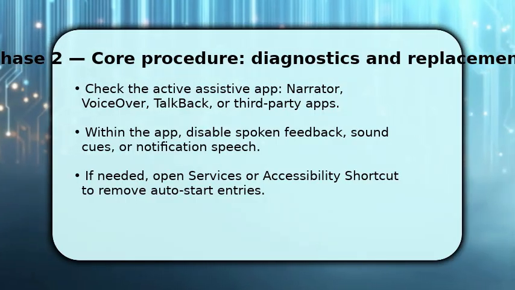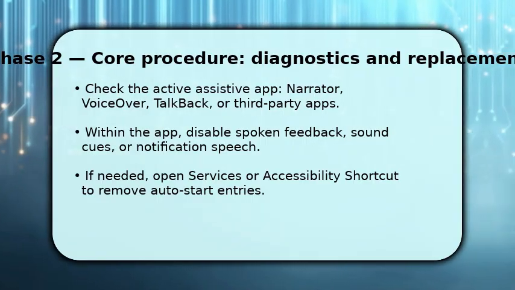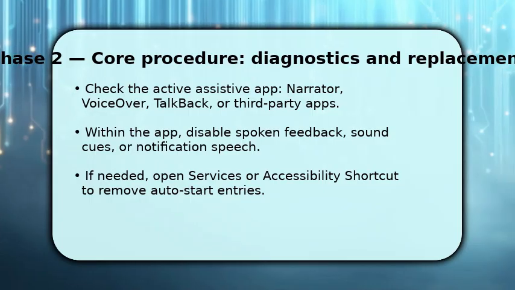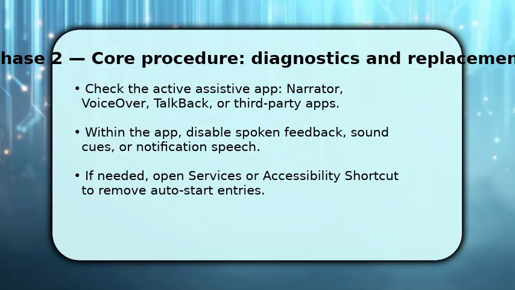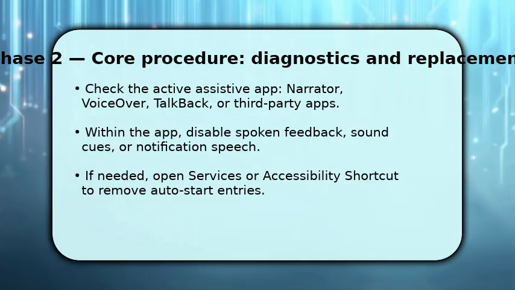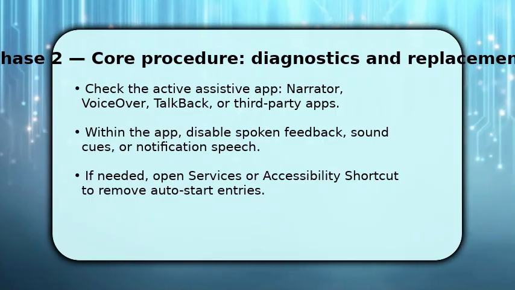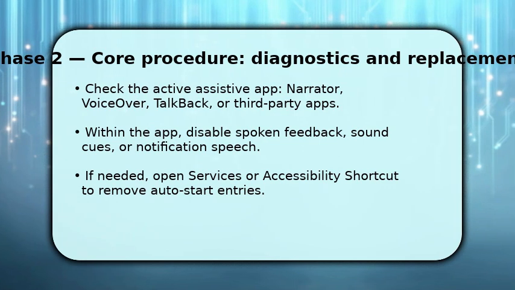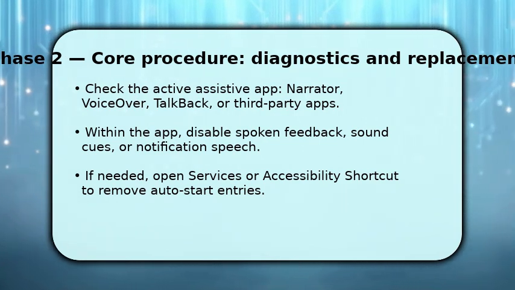You should open the assistive app, narrator, voiceover, talkback, or a third-party utility, and turn off spoken feedback and sound cues inside its preferences. Next, inspect services or startup programs and remove any auto-start entries so the feature does not re-enable itself. Make sure to save changes. If an app requires admin rights to change settings, grant them or use the app's uninstall option.